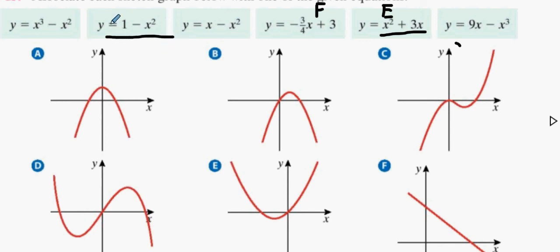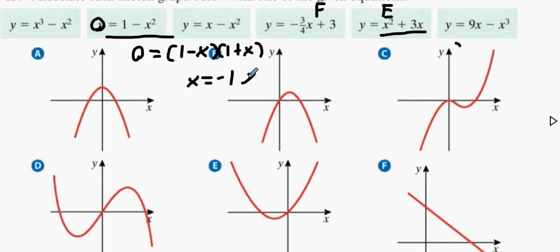What about this one here? What happens when we put y equal to 0? 0 equals 1 minus x by 1 plus x, which means x equals minus 1 and x equals 1, which would be in A. Equal intercepts left and right. Okay.